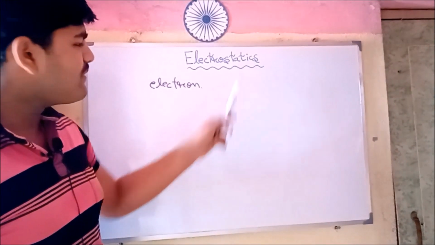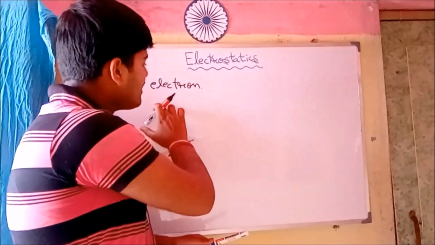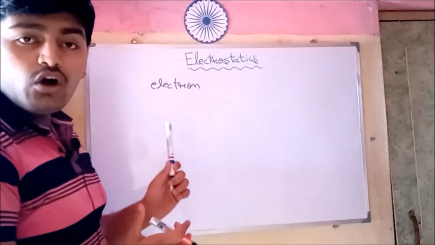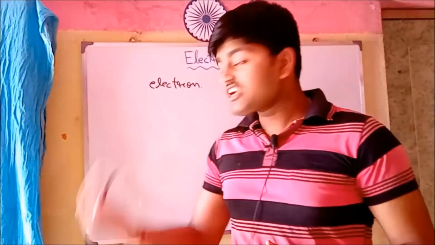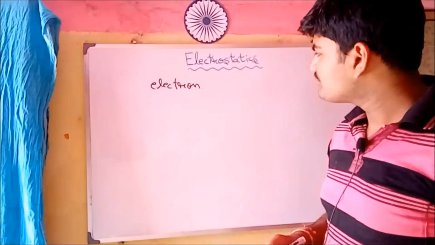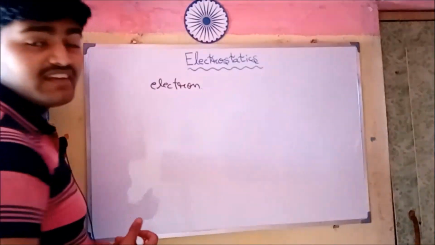Now, statics means basically anything at rest. So, if we combine these two terms, electron and statics, we get that the study of electrons or their derivatives at a stationary point is termed electrostatics. So, the first topic here will be quantization of charge.